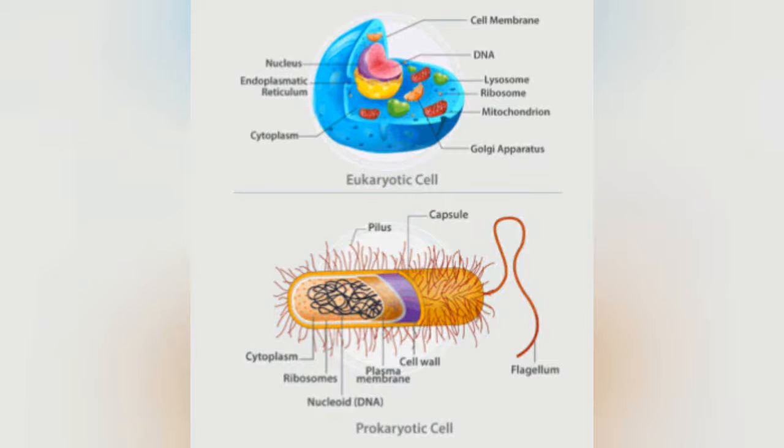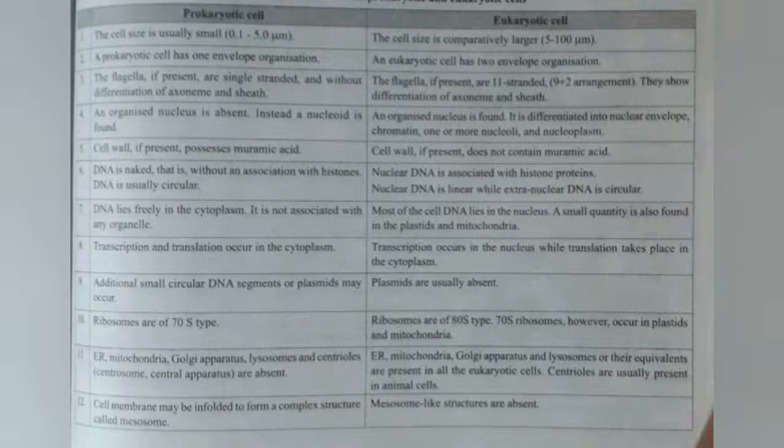The ribosomes are 70S type in prokaryotes. In case of eukaryotes, it is 80S. However, 70S also occurs in plastids and mitochondria. The endoplasmic reticulum, mitochondria, Golgi complex, lysosomes and centrioles are all absent in case of the prokaryotes, whereas all these are present in case of eukaryotes. And the cell membrane may be infolded to form complex structures called mesosomes. Mesosomes are mainly found in the prokaryotes, whereas mesosomes are absent in case of eukaryotes.